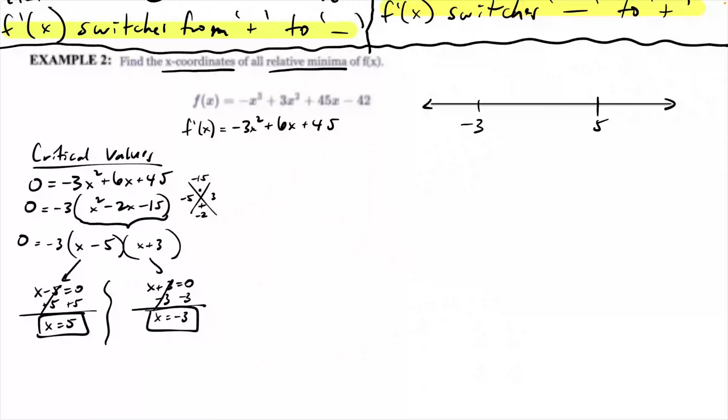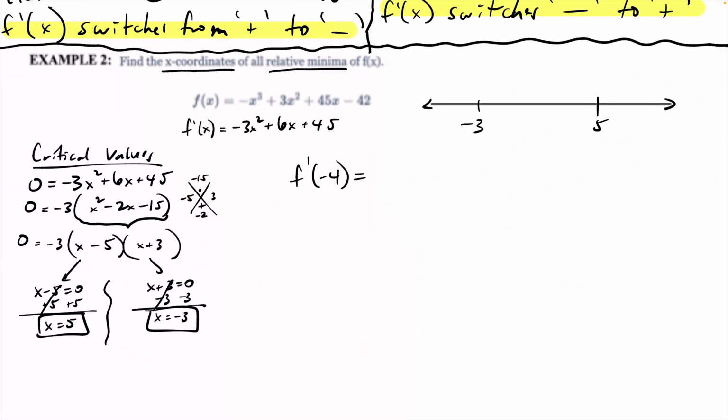I could pick what? I could pick -4 for numbers that are left of -5, less than -5. I could pick -4. That would work. So let's do that. So where am I plugging in -4? To the original or to the derivative? Because it's the first derivative test, yes. Okay. So plug in -4 to the derivative.